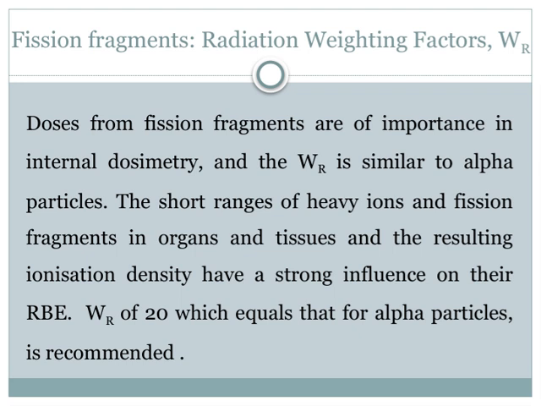Because of these properties, a WR of 20 is recommended for fission fragments, aligning with the value used for alpha particles. This helps ensure that the biological impact of these heavy ions is accurately accounted for in radiation protection and dosimetry calculations. Overall, understanding the behavior of fission fragments and assigning an appropriate WR is key to managing internal radiation exposure effectively.